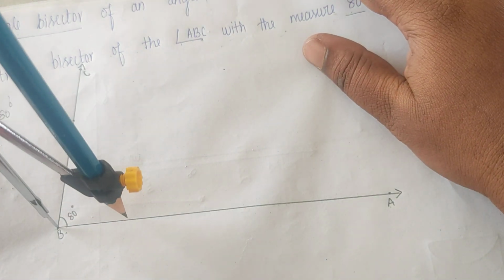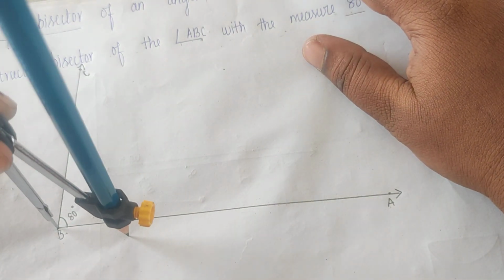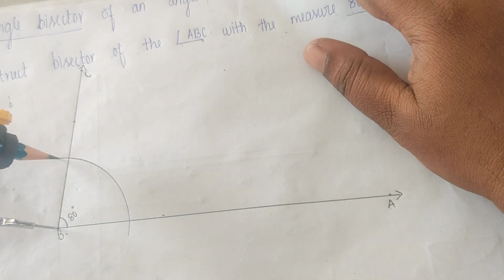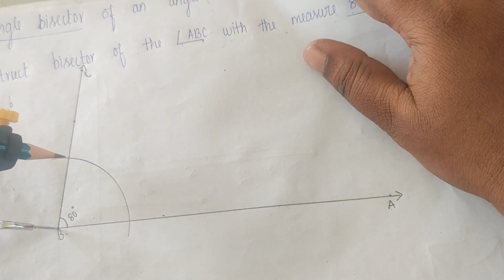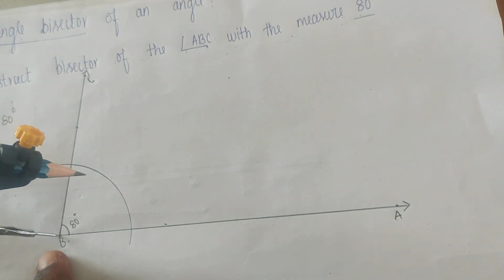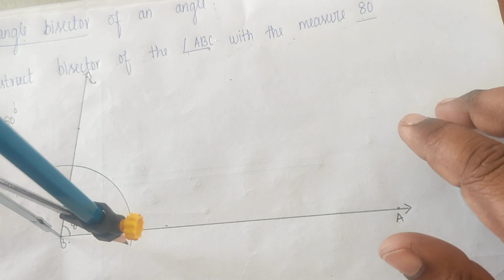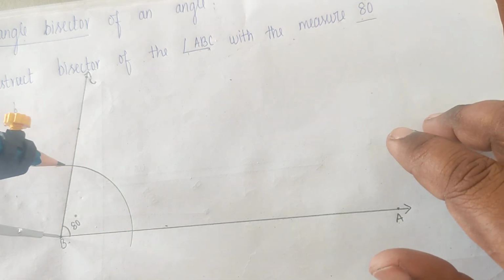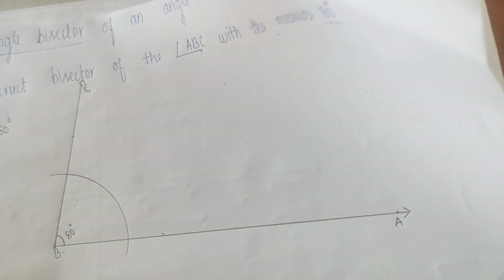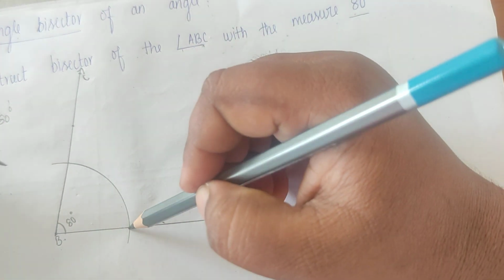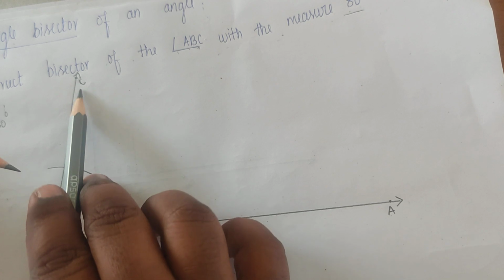Can you see the compass? Okay. Some radius. Draw a radius. B is fixed, or B is the origin, and draw a radius. So this point and this point we name C.